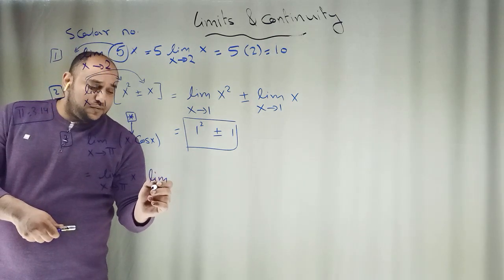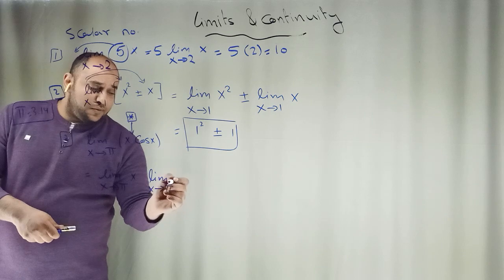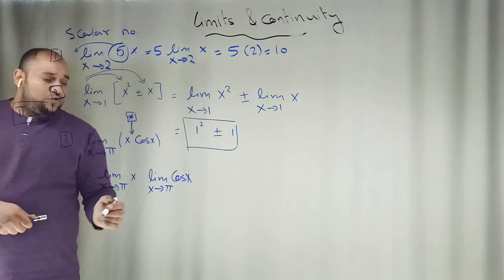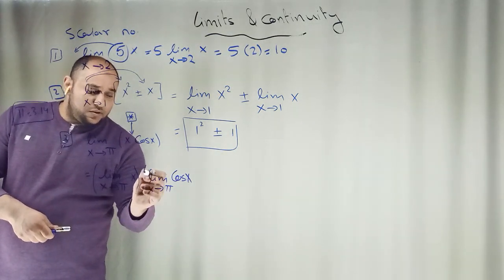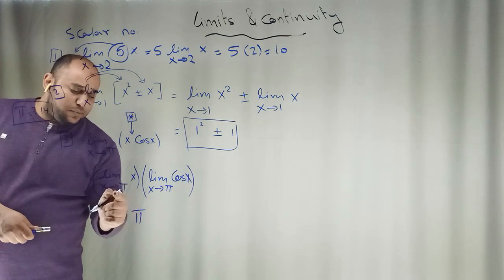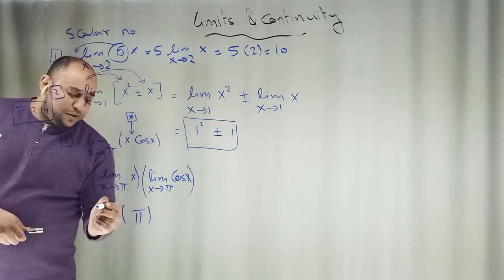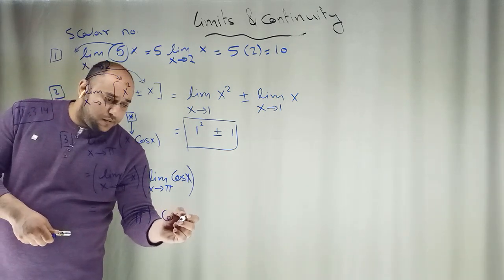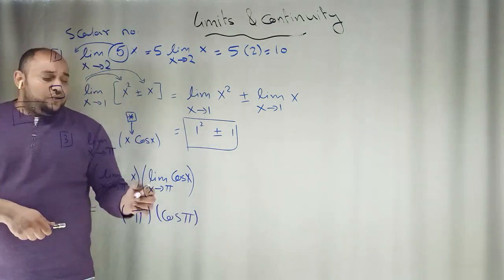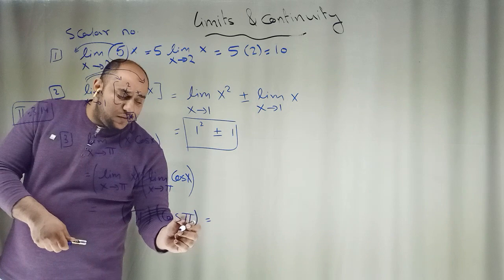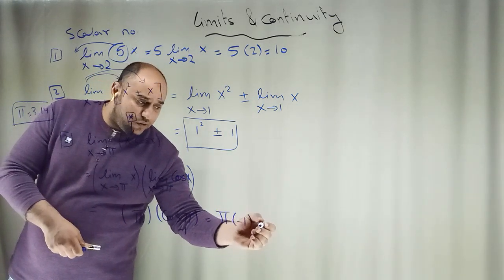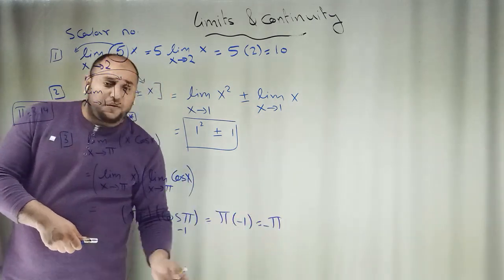Multiplying with the other function, cosine x, I have to make a substitution for x. When I replace x by pi, multiplying by cosine pi. Cosine pi, if you check the graph for cosine, it will be negative 1. So pi multiplying by negative 1, it will be negative pi.